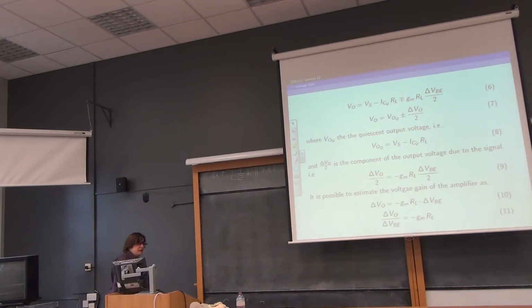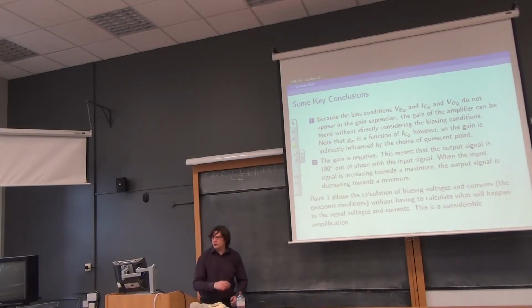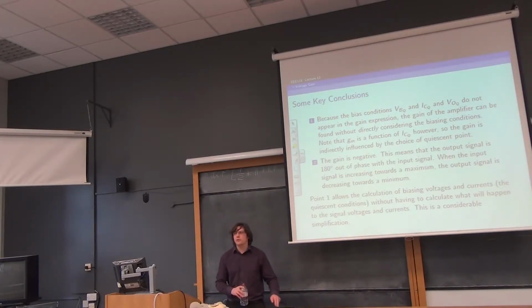So this is quite convenient actually for us, because if we had to spend our lives writing, every time we wanted to write about transistors, we had to put deltas everywhere, it'd be very, very frustrating and we'd get nowhere fast. Fortunately, because the bias conditions VBQ and ICQ and VOQ do not appear in the last equation on that slide, we can find out about the gain of the amplifier without directly considering the biasing conditions. We do have to consider them, but we don't have to put them in our equations.